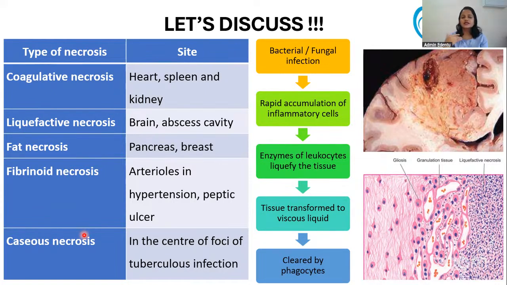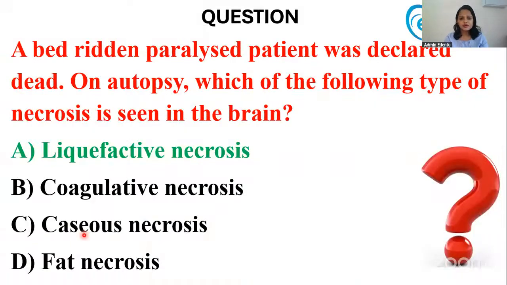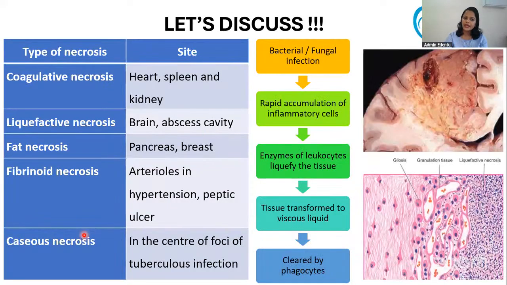Since in the question a bedridden and paralyzed patient was given, we can see that the type of necrosis that will be seen in the brain is usually liquefactive necrosis only. In case of any bacterial or fungal infection in the brain, there will be a rapid accumulation of inflammatory cells. This will result in lots of enzyme release from the inflammatory cells. The enzymes released will go and liquefy the tissue, and the tissue will get transformed to a viscous liquid.